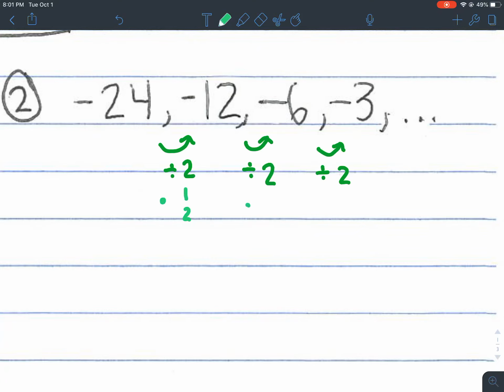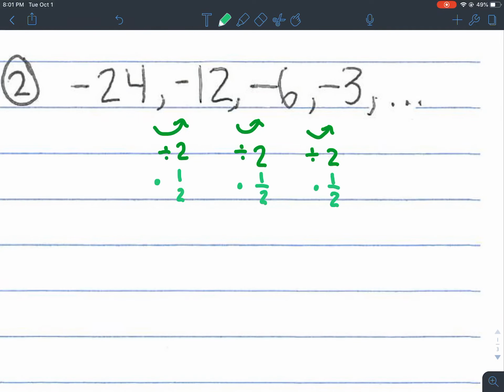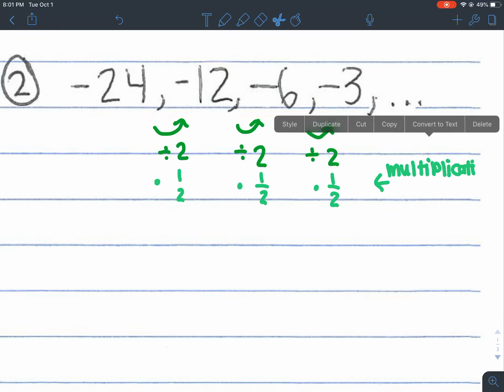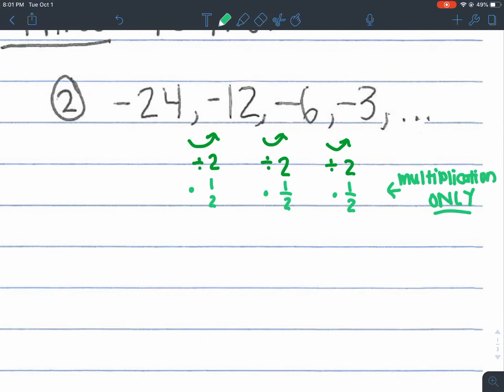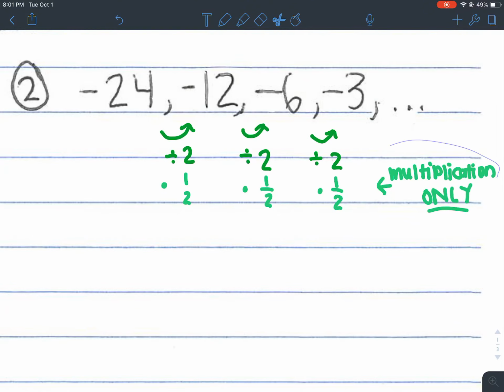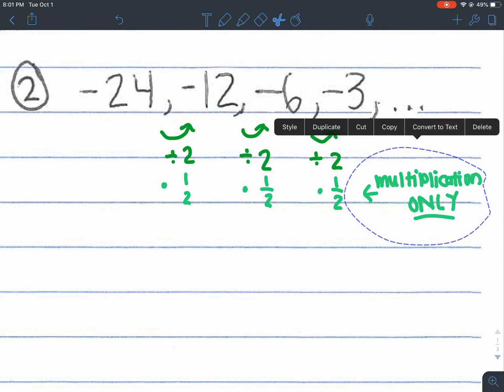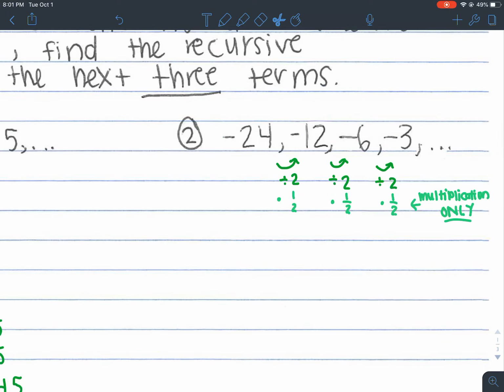So I'm going to use a little dot symbol for multiplying. You're multiplying by 1/2, okay? Because multiplication only. Let me move this over because I ran out of room. We don't want to say divide. We only can use multiplication when we're talking about geometric sequences. So that's why I have that here.